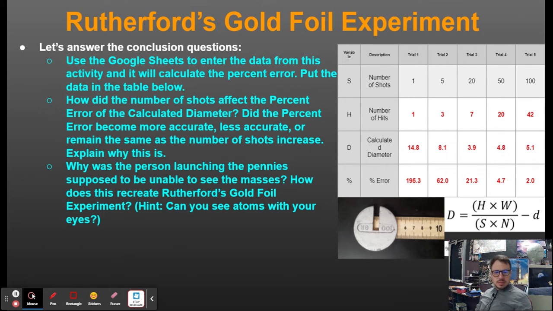Rutherford couldn't see those atoms. He wasn't aiming at anything. He just launched these alpha ray particles at it and was able to see how many reflected, how many bounced.